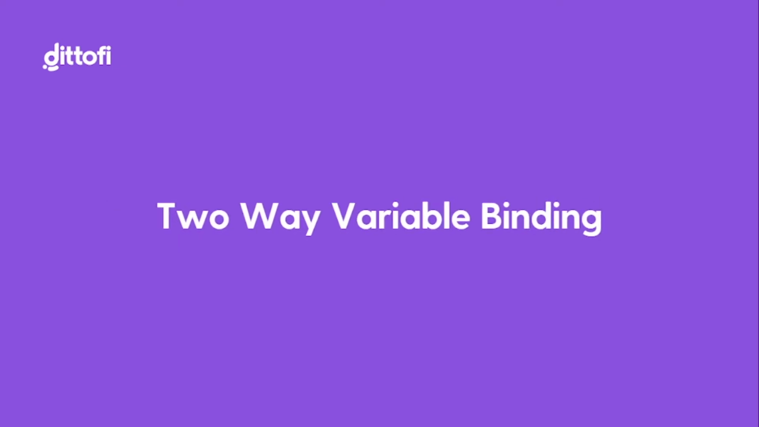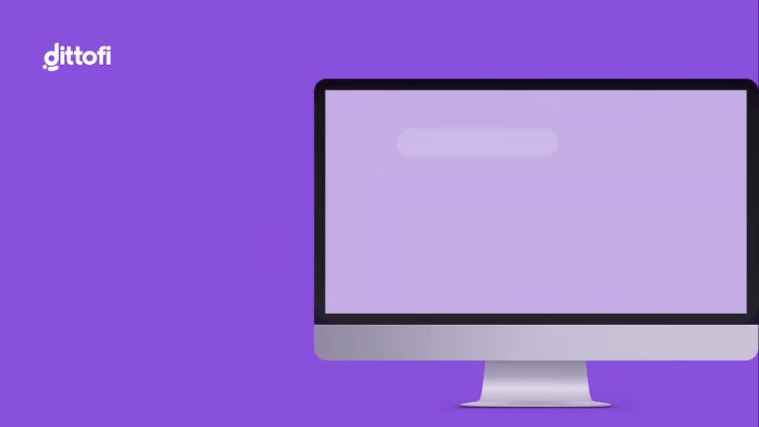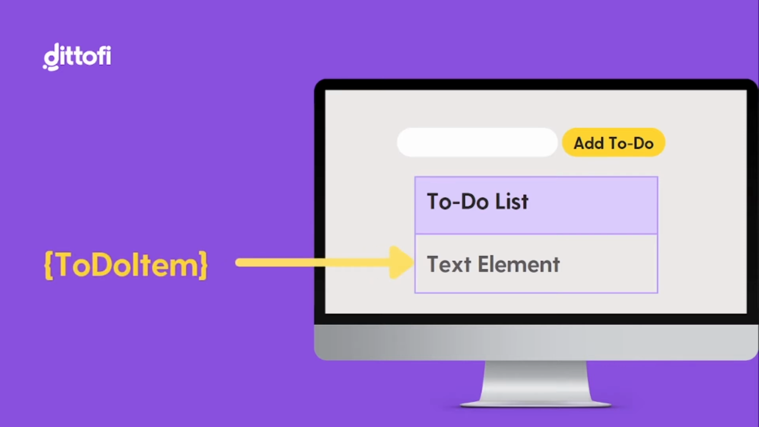So, what exactly is two-way variable binding? Well, two-way variable binding is when a variable is bound to an element that will display content on the page, and when the same variable is also bound to an element that takes input, such as a text input box.